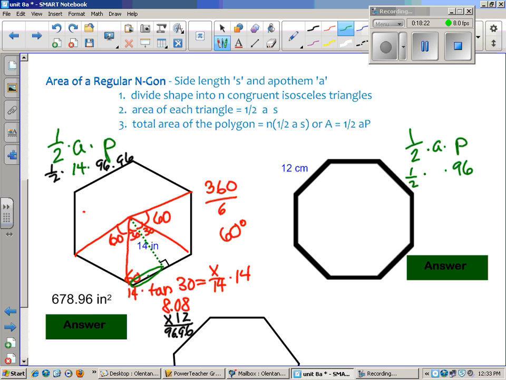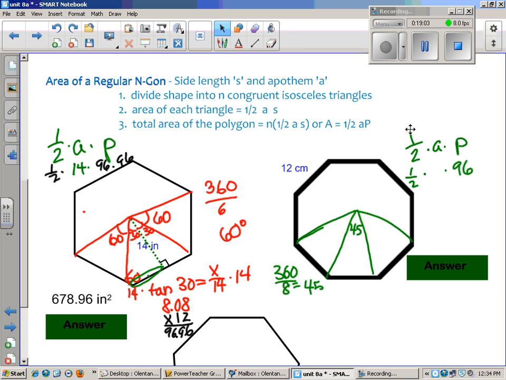Now I need to calculate my apothem. So what I do is I create my triangle again. Right to the center and out to the corner. All right, and how many triangles are there? 8. So how would I figure out that center angle? Divide by 8. 360 divided by 8, which is 45. So each of these angles is 45.